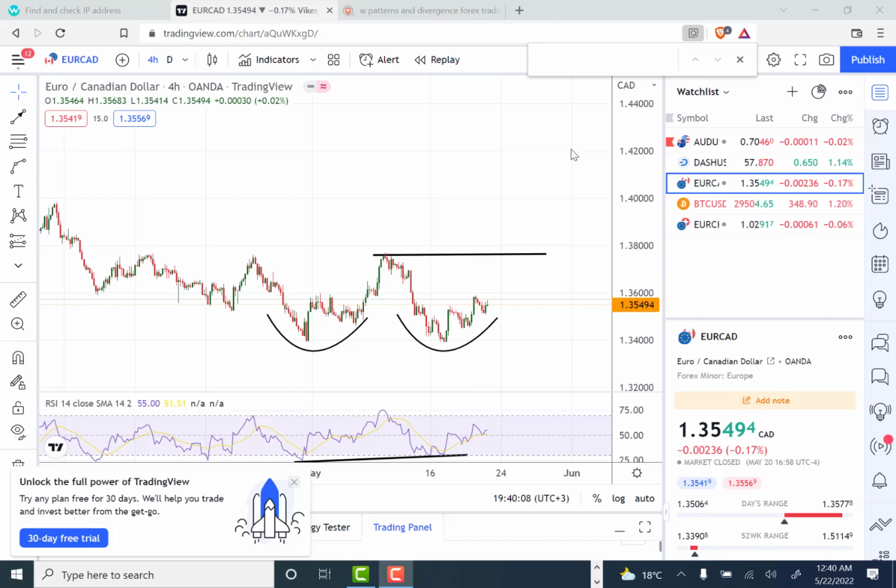Hello guys. So today I wanted us to look at Eurocad, Euro Canadian dollar. So in this pattern, I identified a W pattern.